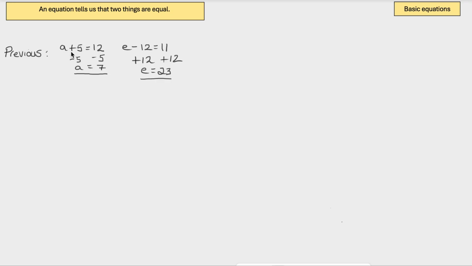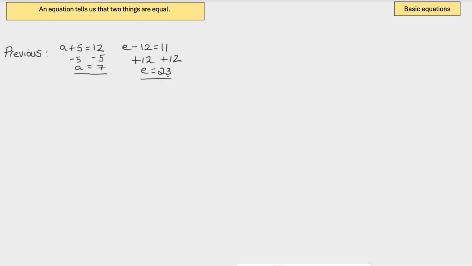So, we do the opposite of what's here, which is plus, because that gives us the a, the unknown, there, and then 12 minus 5 is 7. So what you have on this side, you have on this side too. Same for the negative. Because it's a negative question, we plus 12. And if we plus 12 here, we plus 12 there. E equals 23. So now I'm going to show you how to do multiplication and division.